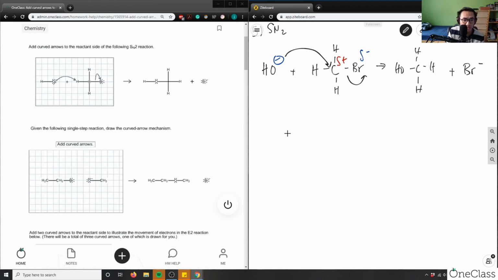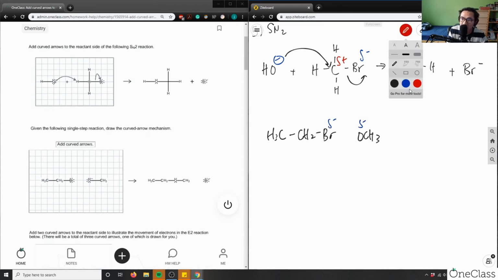And then this is another one. So I have here H3C, CH2, I have a Br here, and then I have another, OCH3, right? Okay, so this here is a negatively charged compound. So I'm going to do that in blue. This is negatively charged. Again, the bromine here is partially negative, which means this carbon is partially positive, right?